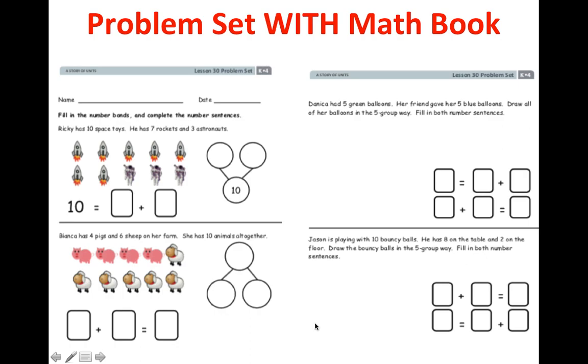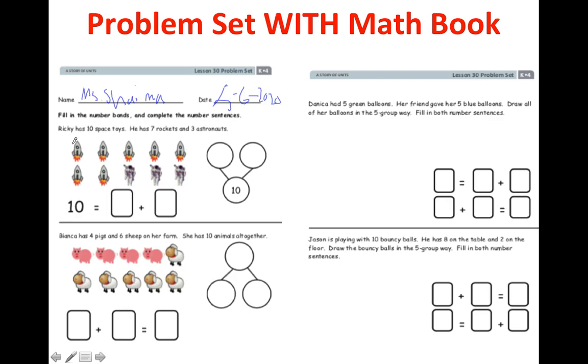So our problem set for today will be super easy because we already know how many ways we can make 10. As always, remember to put your name and date on both pages. So I believe today is May 6th. So make sure you put name and date on both pages.